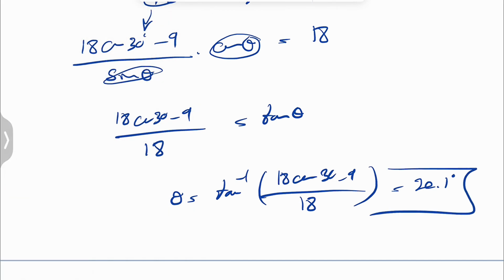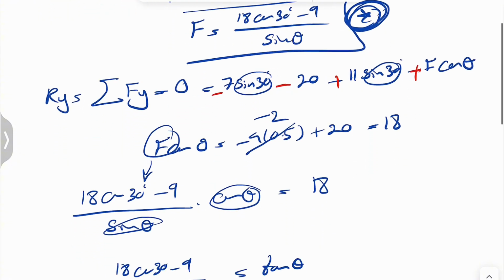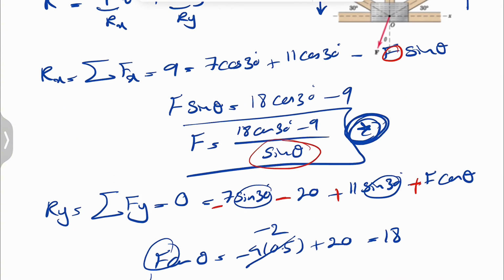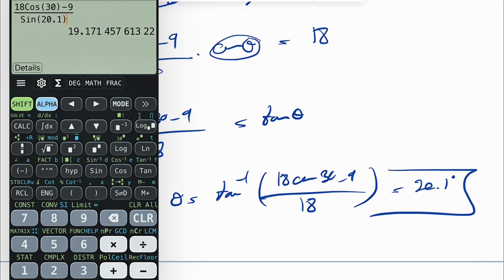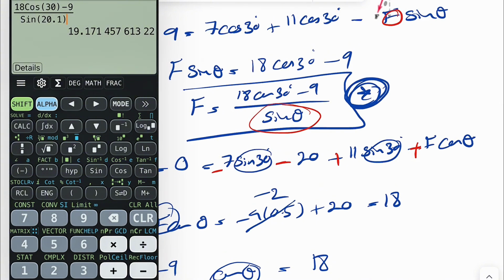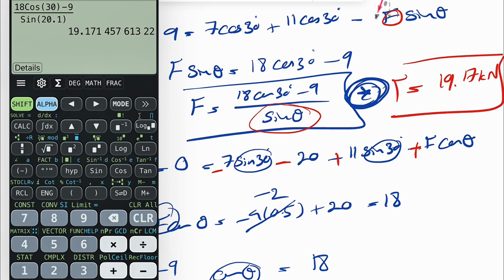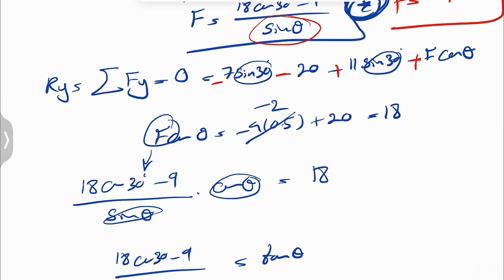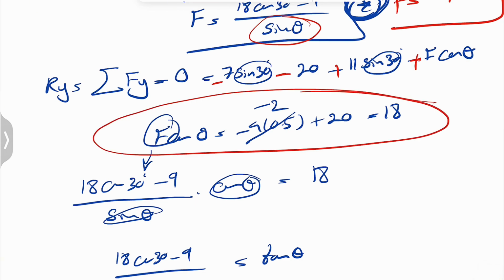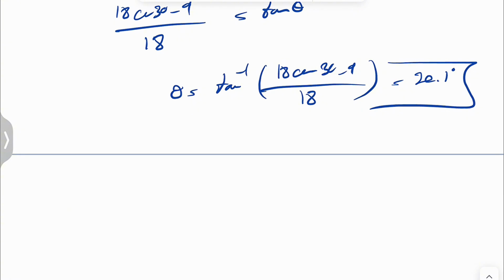Now that we have theta, finding F is pretty easy. We can just put that theta in here and find F. So F would be 18 cosine of 30 minus 9 divided by the sine of the angle that we found, 20.1. So our force F would be 19.17 kilonewtons. We can also put it in the second equation, and we're going to get the same thing. And yeah, that's pretty much everything for this one.